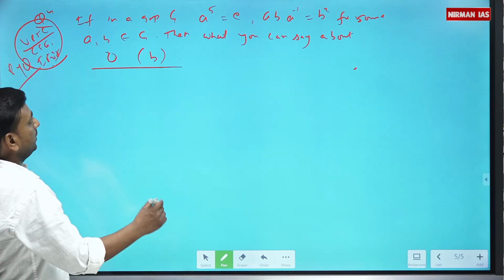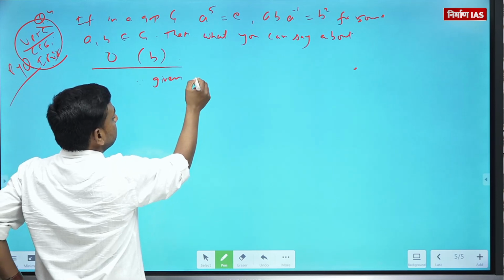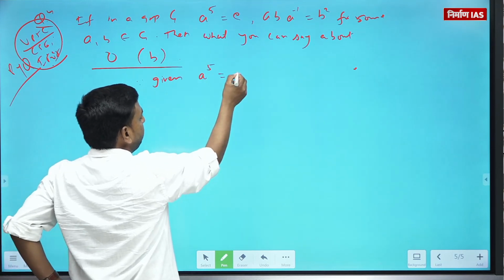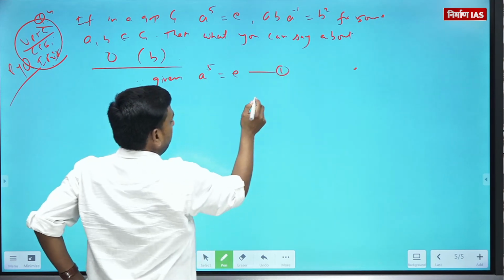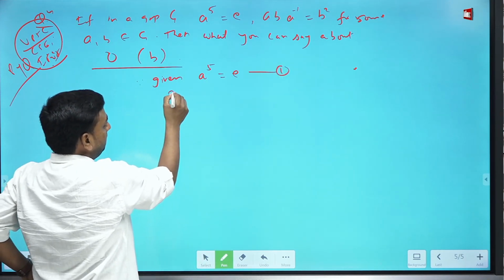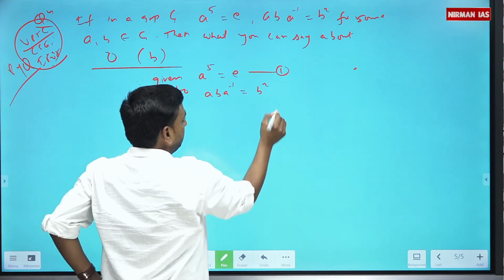Okay, so what is given? A composition 5 times is identity. Is that clear? So let's say this is 1. Also given, A inverse is B square.